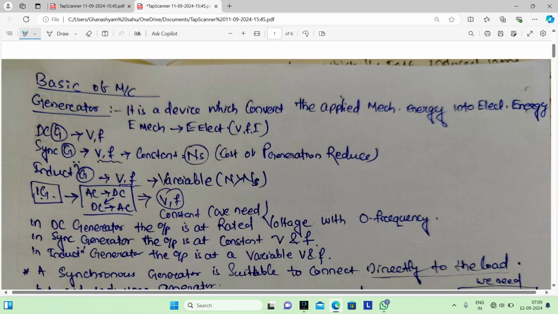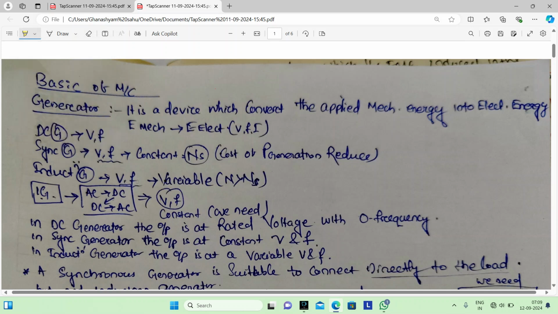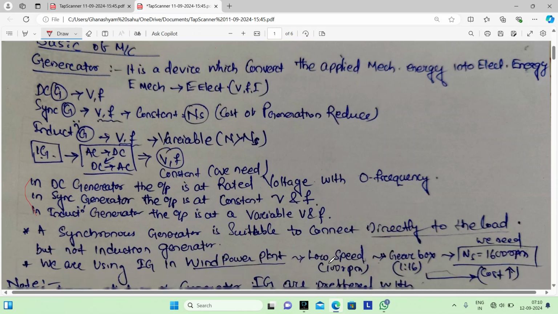So in the induction generator, these 2 things, voltage and frequency, are variable. We need these 2 things to be constant. So here I have written all of it. In the DC generator, the output is rated voltage with 0 frequency; in the synchronous generator, the output is constant voltage and frequency; and in the induction generator, the output is variable voltage and frequency.